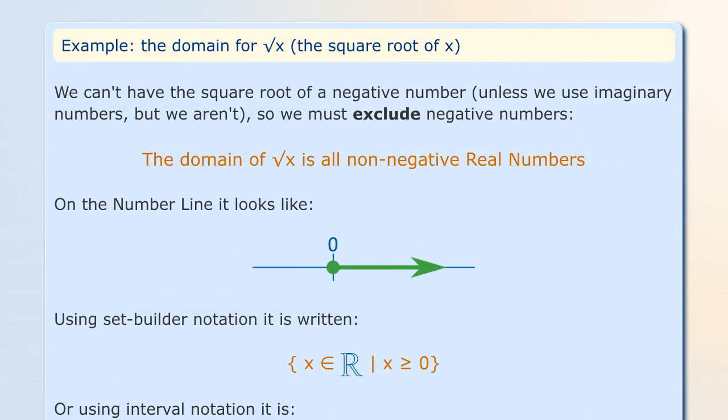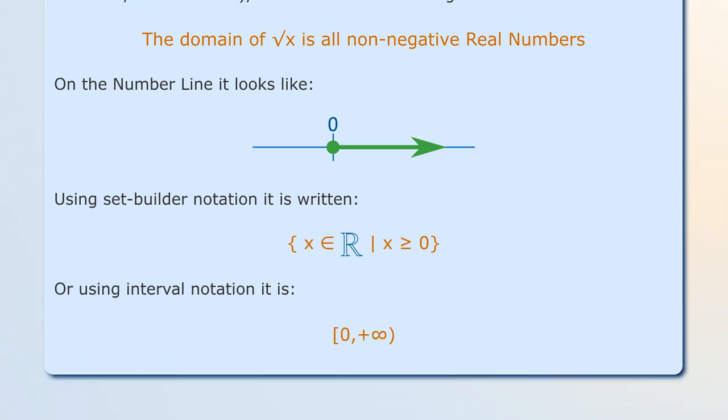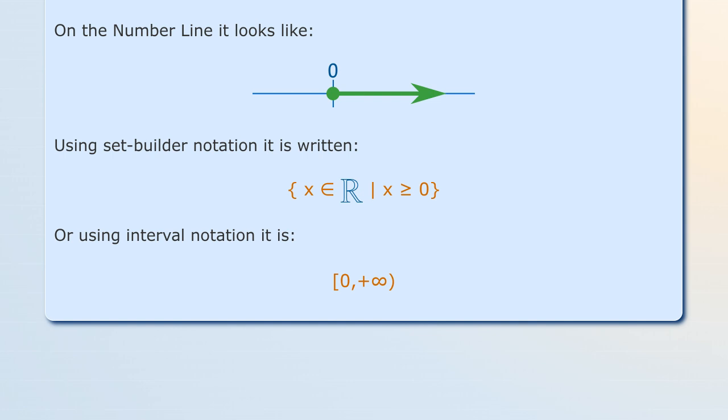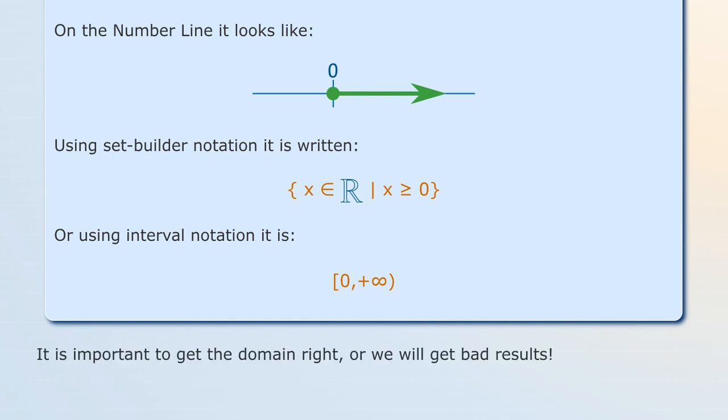Example: the domain for the square root of x. We can't have the square root of a negative number unless we use imaginary numbers, but we aren't. So we must exclude negative numbers. The domain of square root x is all non-negative real numbers. On the number line, it looks like this. Using set builder notation, it is written like this. Or using interval notation, it is written like this. It is important to get the domain right, or we will get bad results.